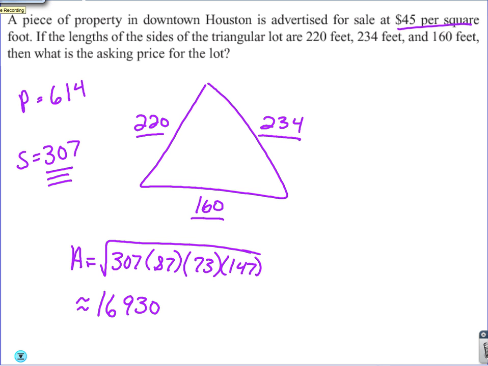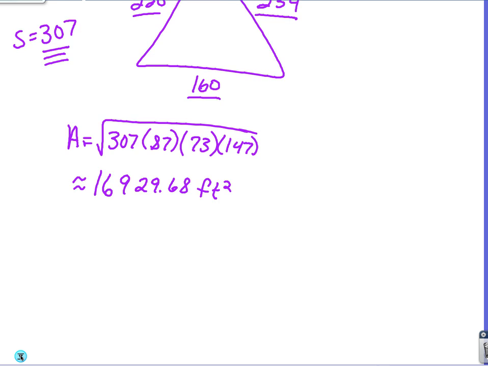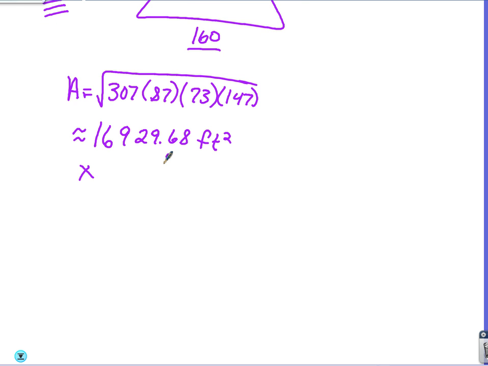Is there a decimal after that? 16,930 point, that's actually 29.68. All right, everybody good with that? Square feet. And again, leave it on your calculator because we're going to pay $45 for each of those square feet. So we're going to do that answer times $45 a square foot, and we get a rather large asking price.